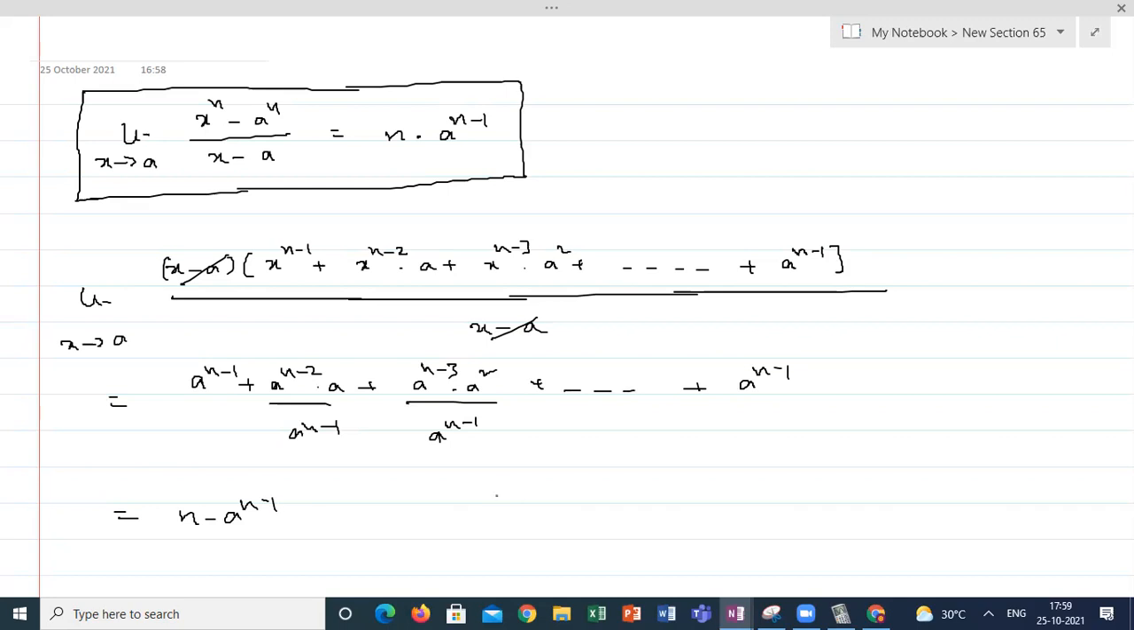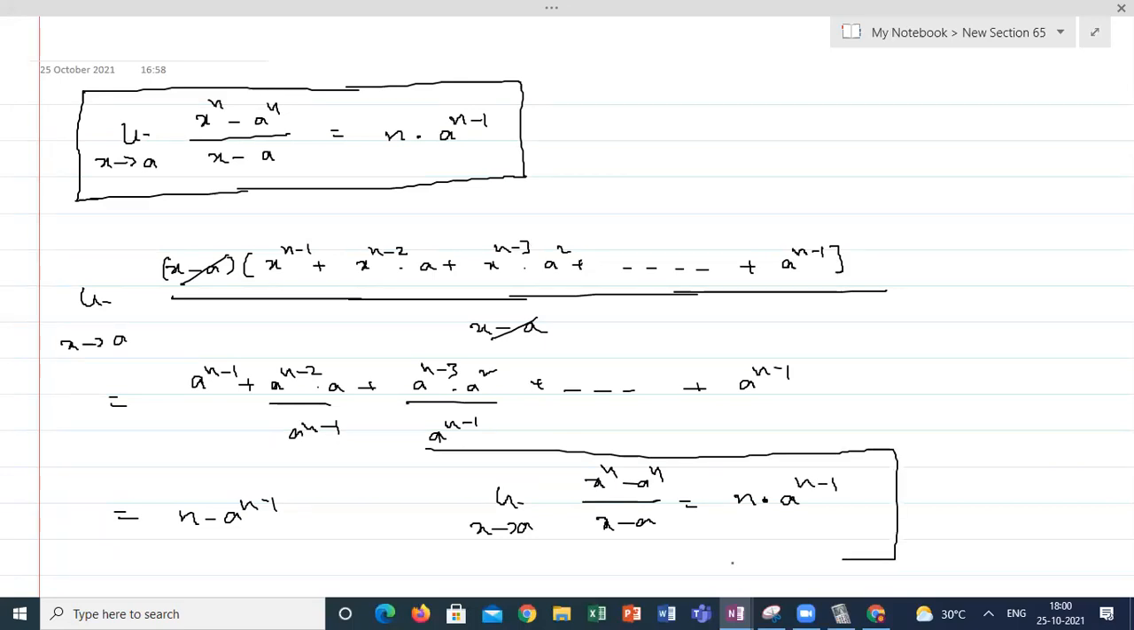So that's the reason limit x tends to a, x power n minus a power n divided by x minus a, if we substitute directly, we get an indeterminate form. And instead of factorization straight away, you can take n into a power n minus 1 as the value of the limit if the function is in this format. Hope you are clear with what I'm saying. Students, are you clear?